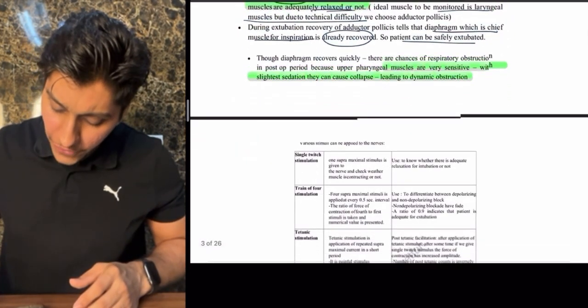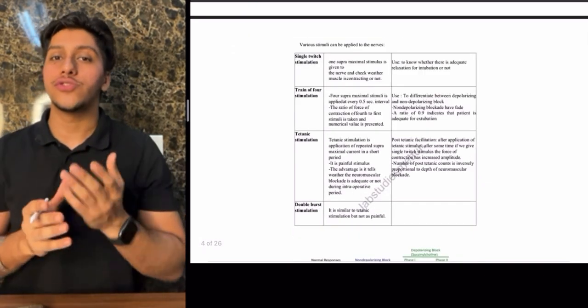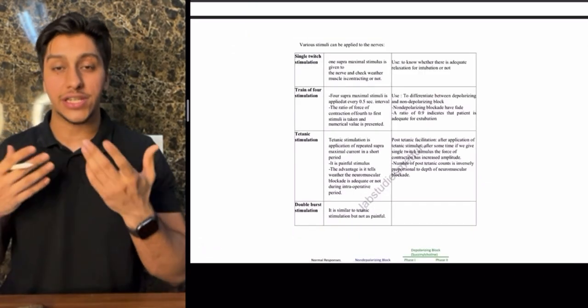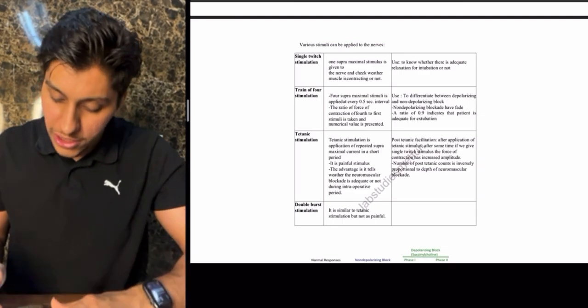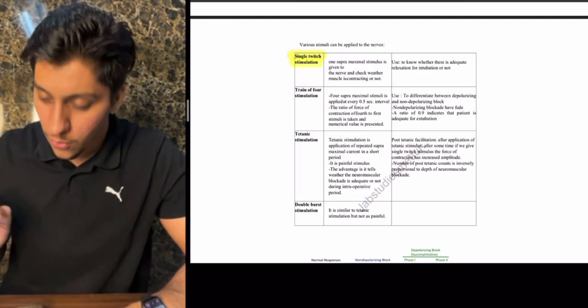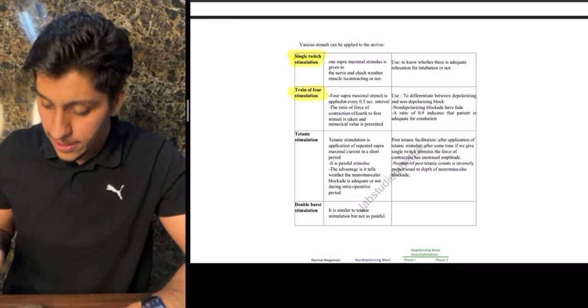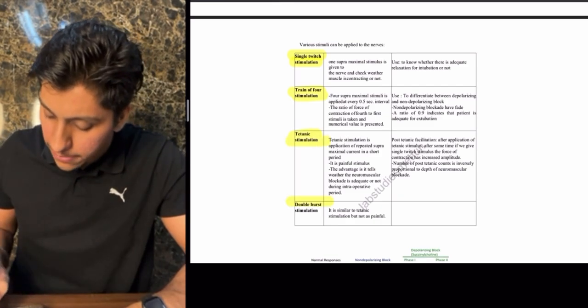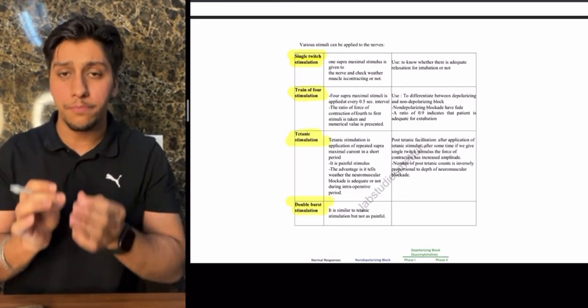Okay. If I talk to you about how do you check this neuromuscular blockade and the testing which will be there, you have 4 tests. One is going to be single twitch stimulation, one is going to be train of four stimulation, then you have tetanic stimulation and double burst stimulation. Let's talk about them in brief.